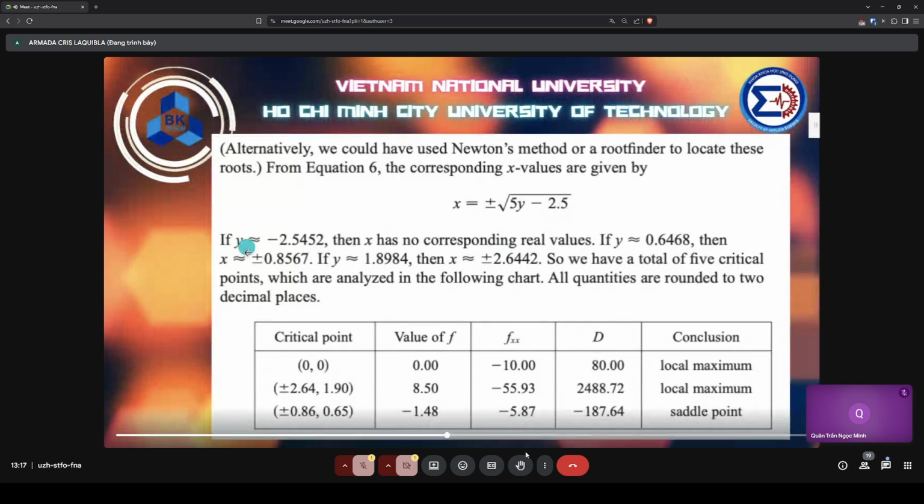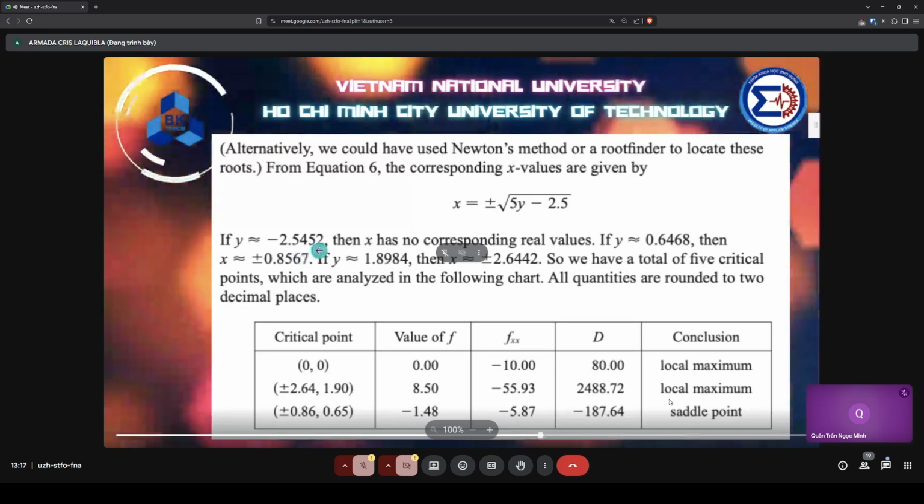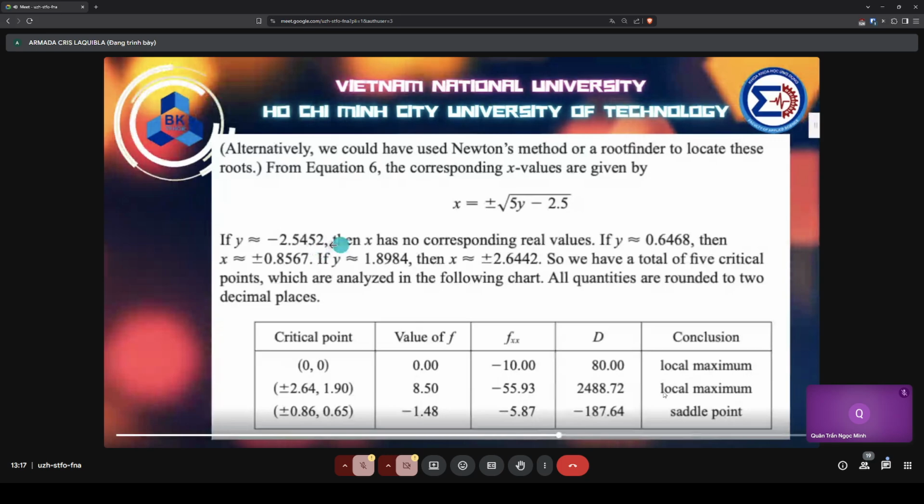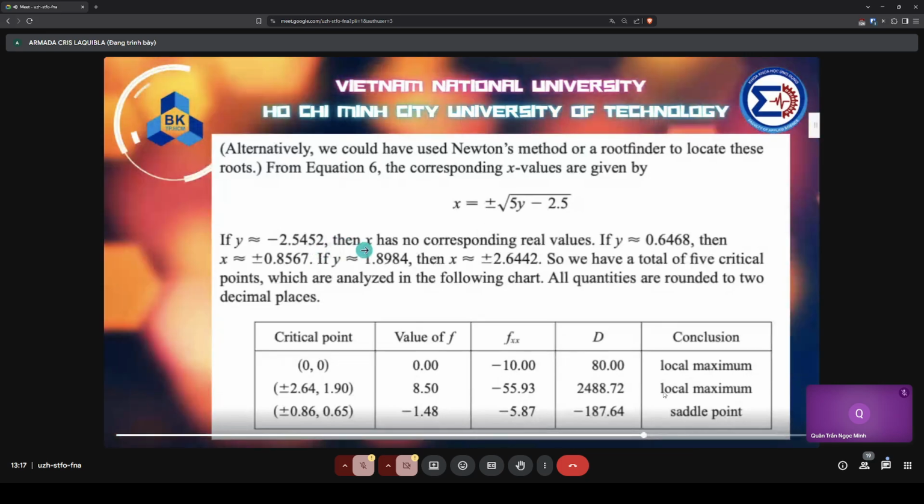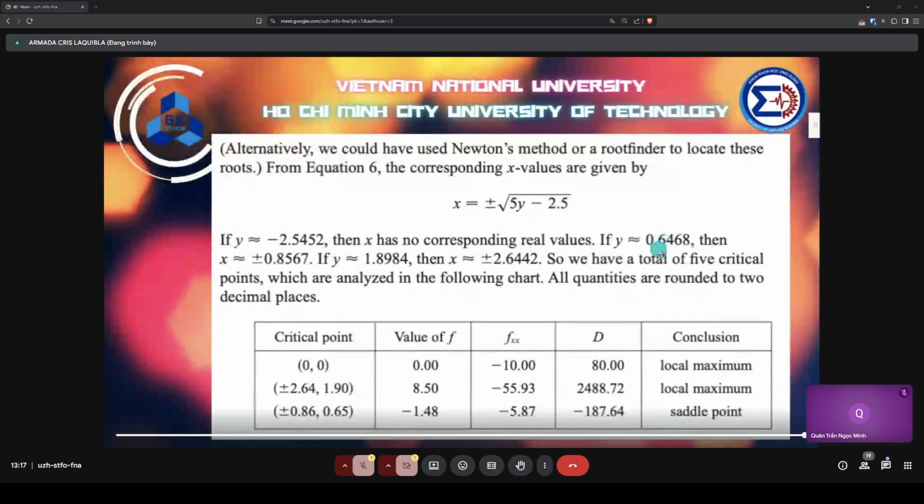For example, first is the y, which is negative 5.5452 here. And x has no corresponding real values because it will be negative inside the square root. Next, if that is 0.6468, it becomes positive and negative. There are two values here. Now for the y, which is 1.89, there are two values also. So you have how many points now?